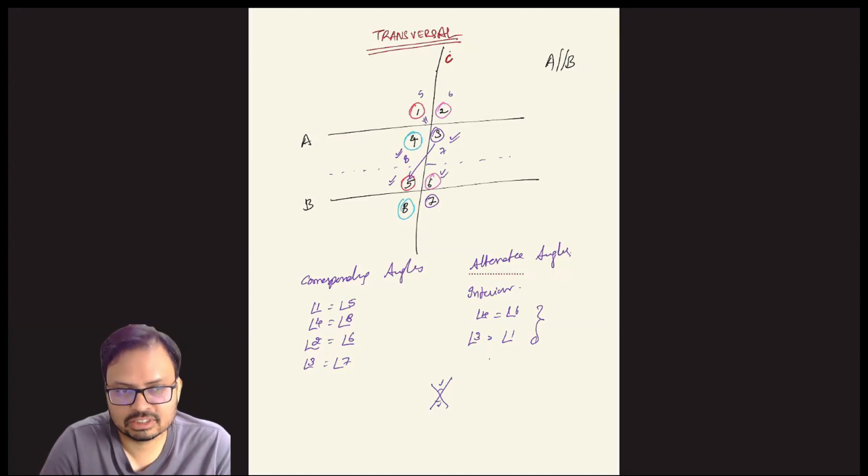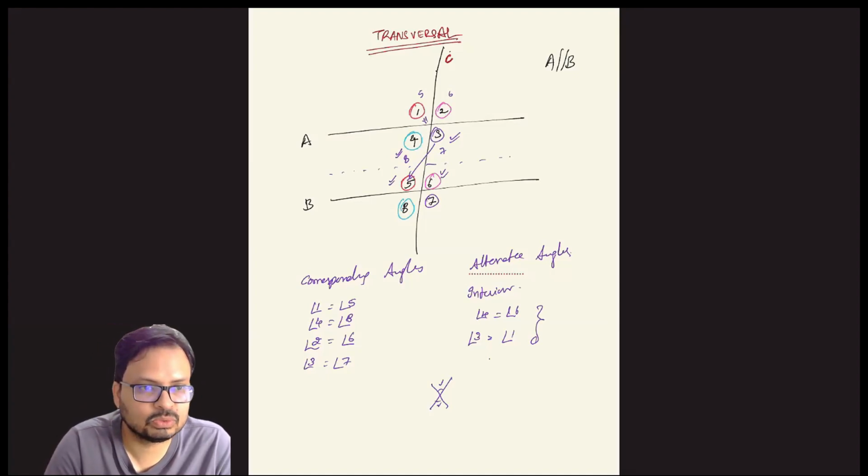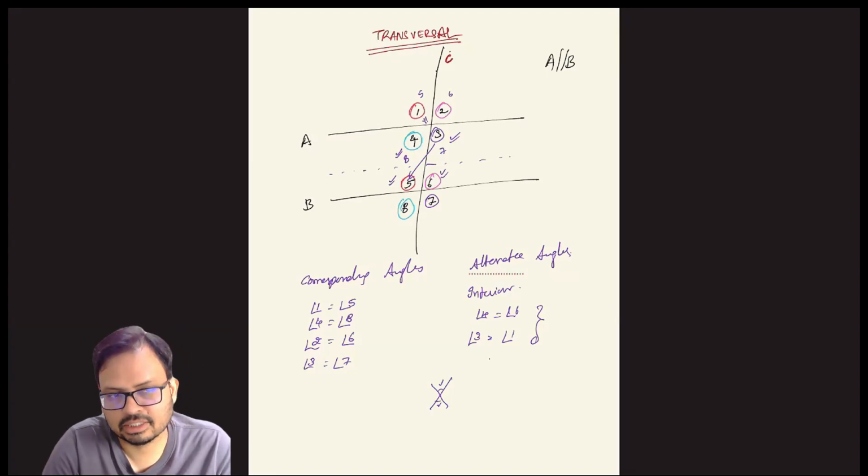4 is equal to 6. 3 is equal to 5. 1 is equal to 5 because it's a corresponding angle. 2 equal to 6, both corresponding angles. External corresponding angles, 3 equal to 7, 4 equal to 8. So you don't have to remember anything, right? Largely, that's how it is.